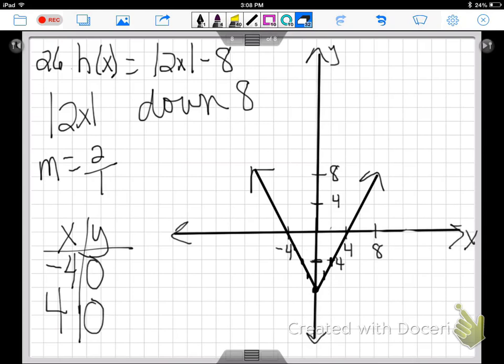And if you want to pick some random points, I picked -4, plugged it in, and sure enough I got 0. So you could either make a table or you can sketch it on your own by doing your rise over run for each leg.